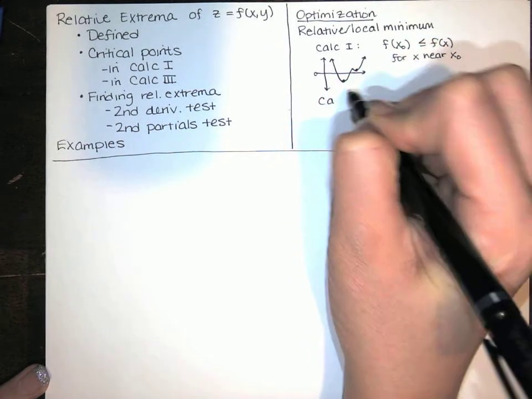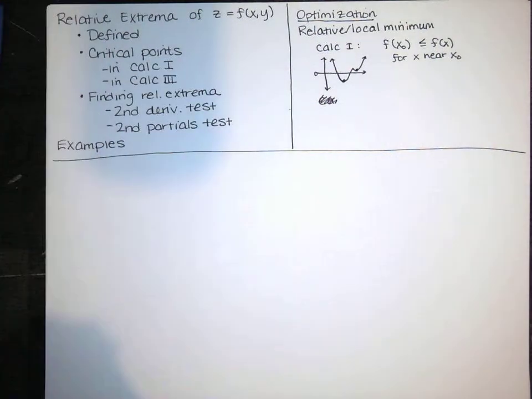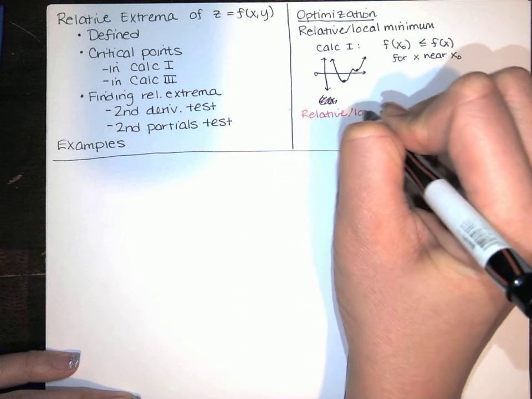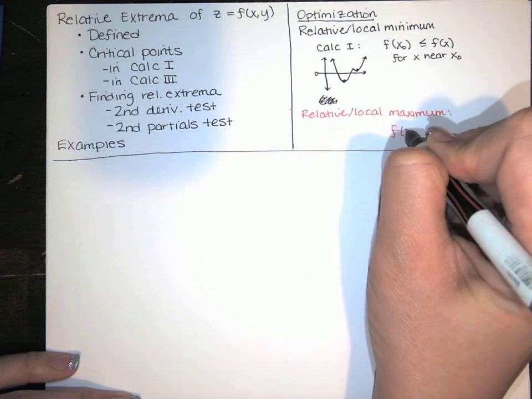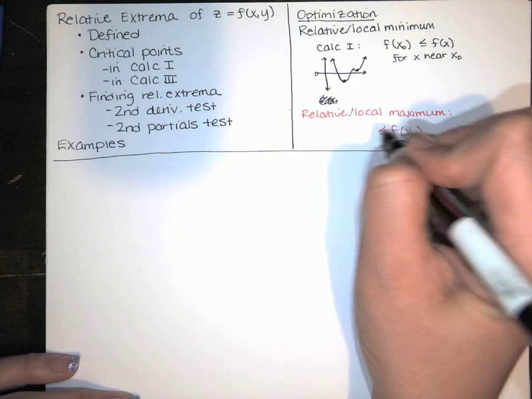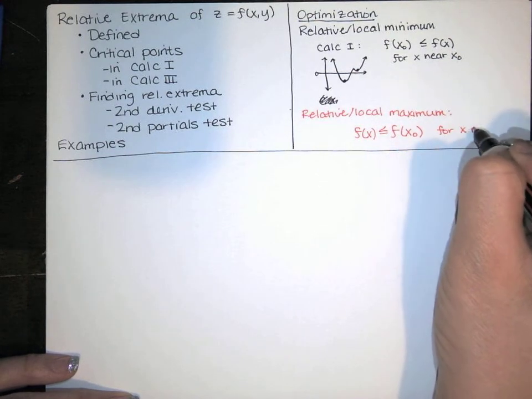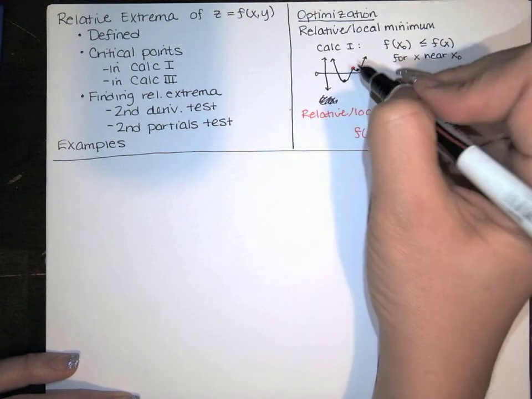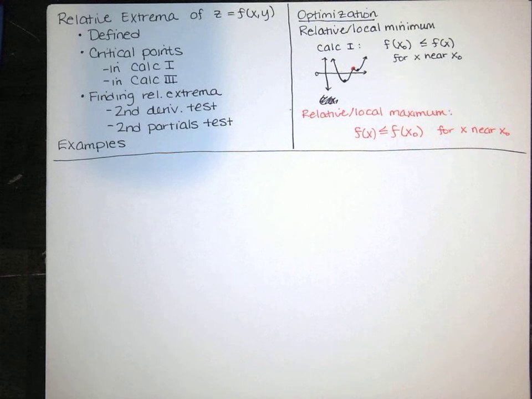And when we're talking about a local or relative maximum in Calculus 1, well, that's when the y value we're interested in is greater than or equal to all of the y values nearby. In this picture, we've got a local maximum because all the y values nearby are smaller than that y value. So that is a min or a max in Calculus 1.